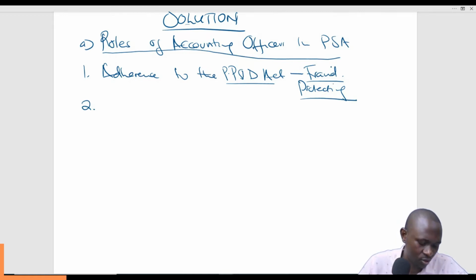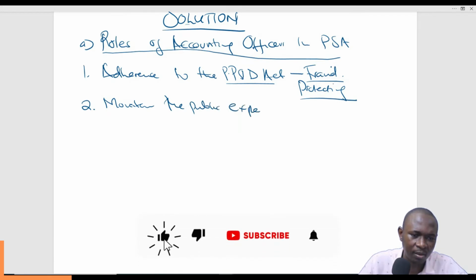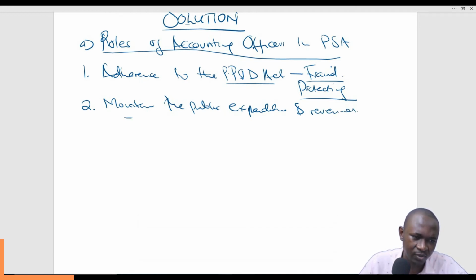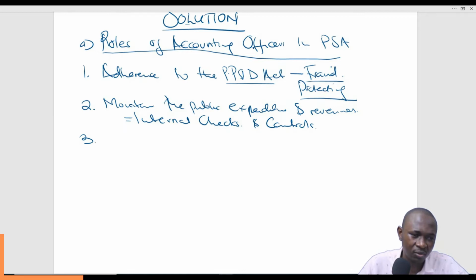Number 2, they also have the role of maintaining or monitoring public expenditure and revenues. And this is very important, especially through the internal checks. These people have the mandate to ensure that we have internal checks and controls that will help ensure that all the public monies are put into the most efficient use.